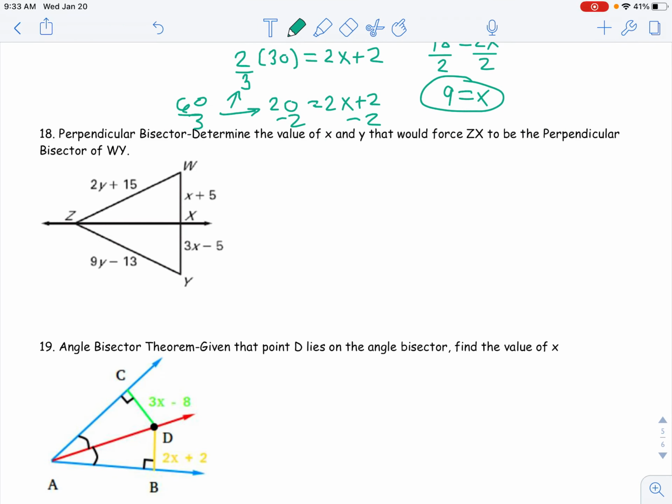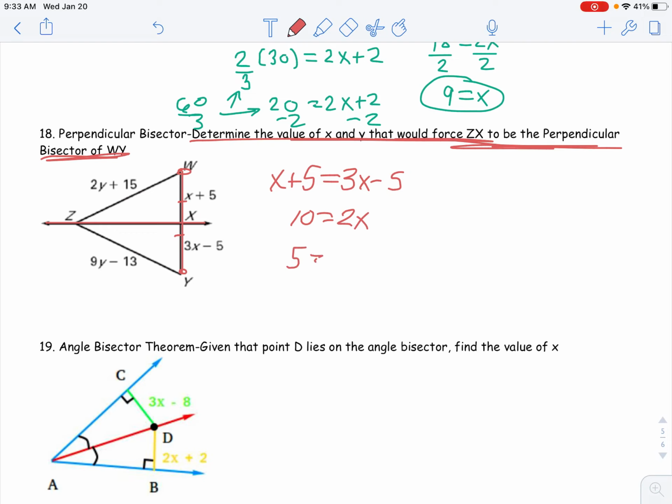Now we're going to have a perpendicular bisector. All right, so we see some funky stuff with perpendicular bisectors. Determine the value of x and y that would force ZX to be the perpendicular bisector of YW. So we want this to be the perpendicular bisector. That means that this is going to have to be the midpoint. Since these notes are already long, I'm just going to focus on the setup. A miracle occurs, and x is 5. So if x is 5, that forces this point X to be the midpoint.